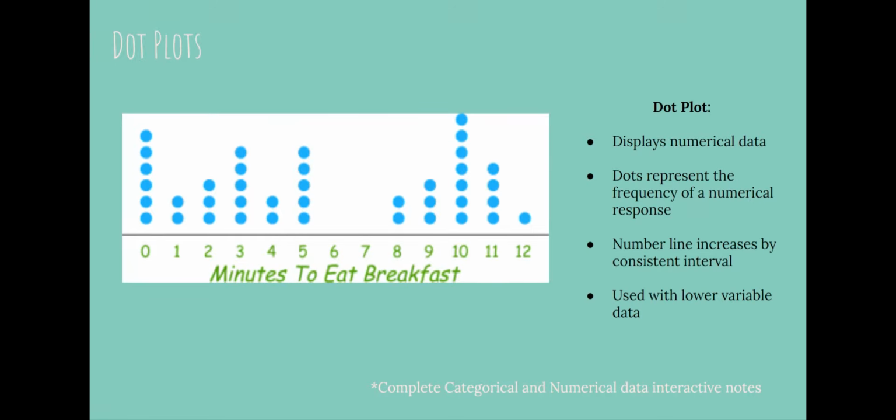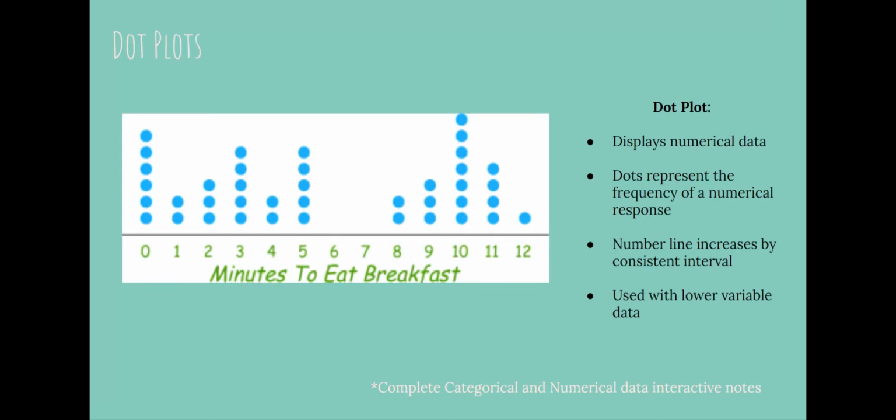Each dot represents the frequency of a numerical response. So for example, if I'm looking at all of those dots that are above zero, we have 6 dots over zero. That means there are 6 people who spend 0 minutes eating breakfast. If I look at the number of dots over 12, that means there's 1 person who is spending 12 minutes eating breakfast.